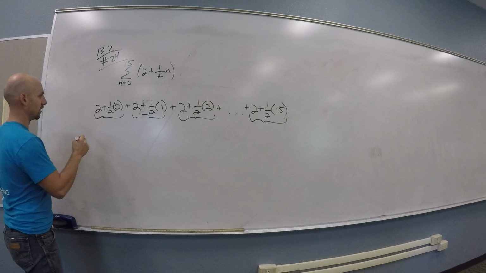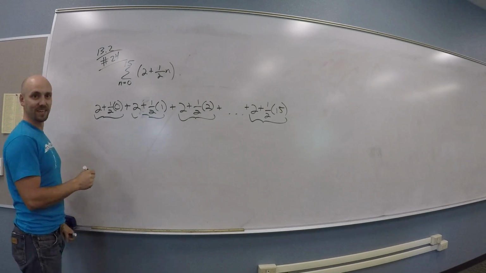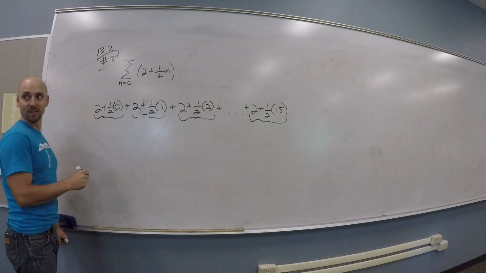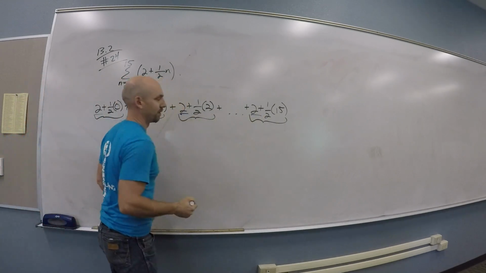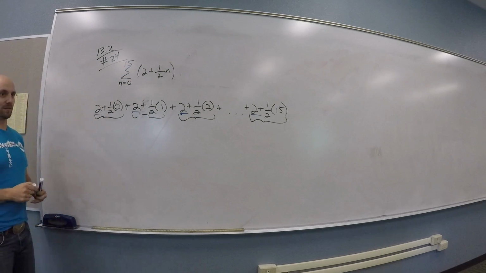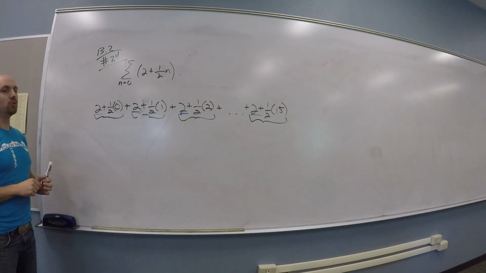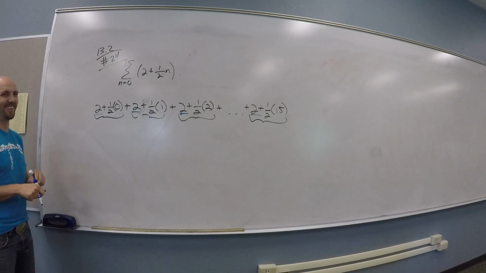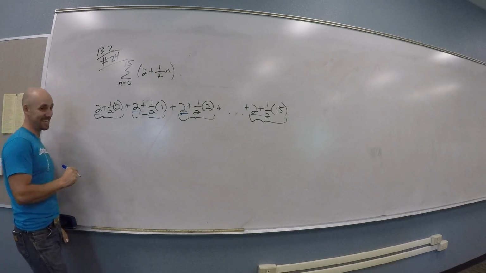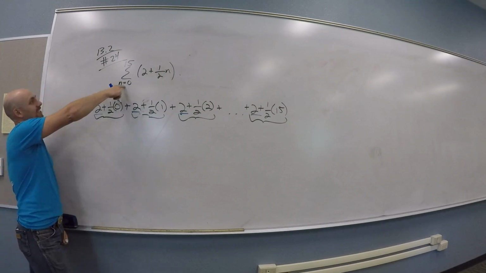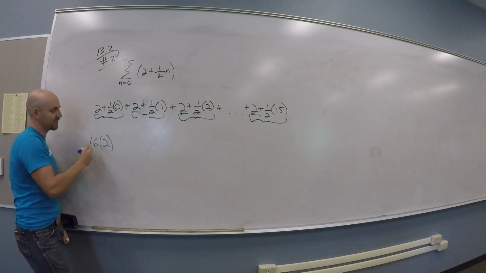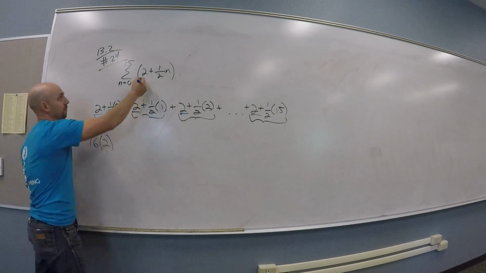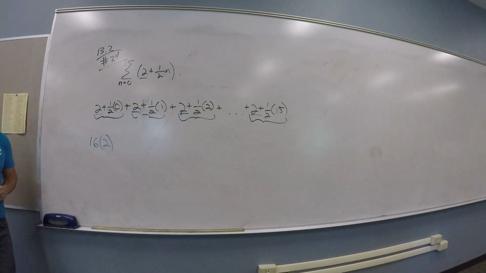Then you could notice that there's a lot of 2's and halves in here, and factor it out. So I'm going to just group all the 2's up. How many 2's are there? Well, 16. There are 16 2's because you're starting at 0 up to 15, right? So there's 16 times 2. That's from this part.